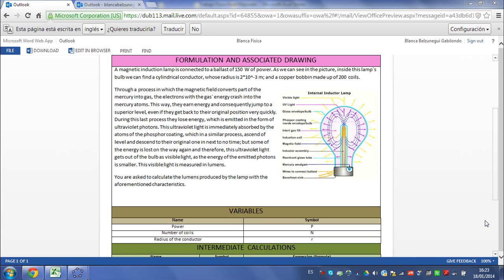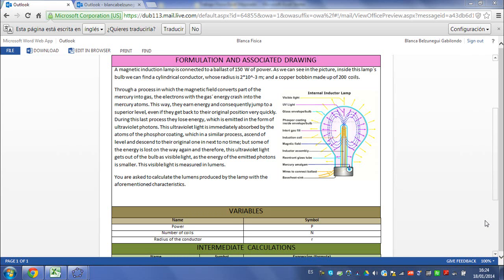During this video, I'm going to present my physics work to you. This optional work consisted of inventing or choosing a problem, choosing some variables, and making a study of them. The problem I've chosen is about a magnetic induction lamp.